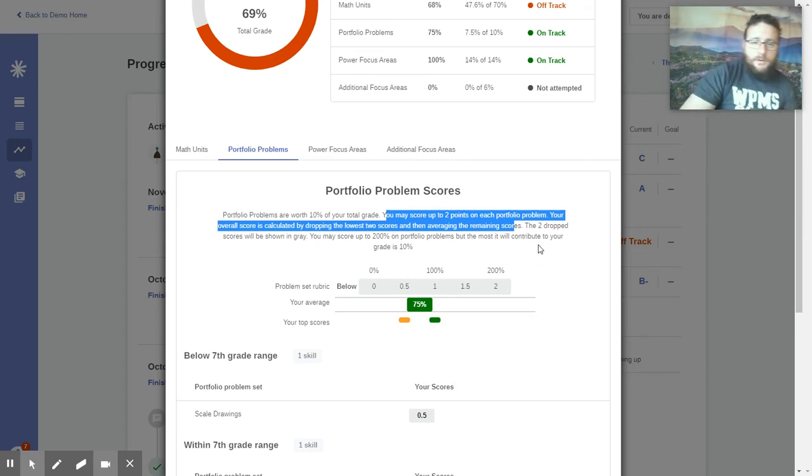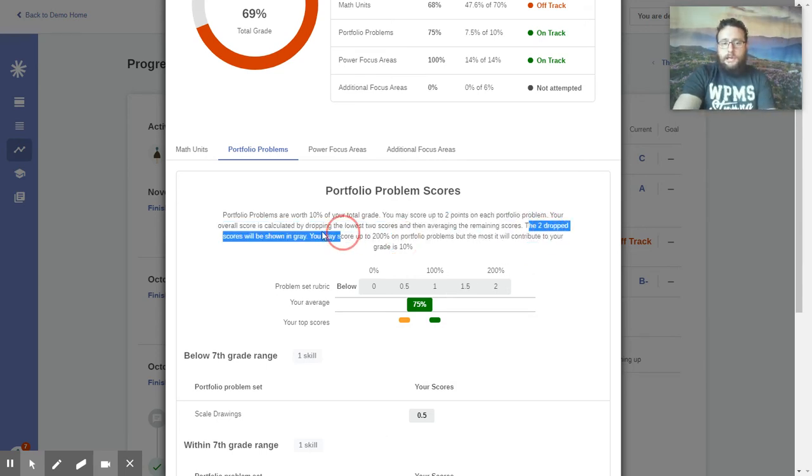Now, the cool thing, though, is that at the end of the year, the 2 lowest portfolio problems actually get dropped as well. So if the student did multiple portfolio problems, the portfolio problem that was the worst will not count against their grade. And any portfolio problem that was above 100% would actually make up for one that wasn't done. So just as an example, if you had to do 4 portfolio problems in 1 year, and you didn't do 2 of them, that would be okay because only 2 would actually count anyways.